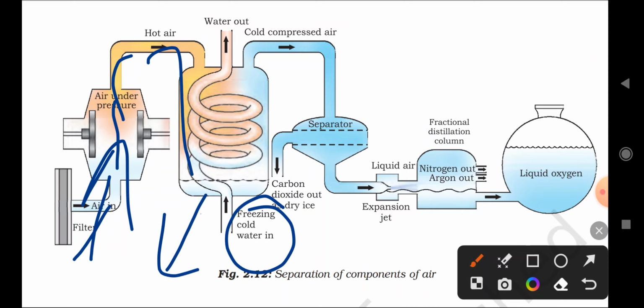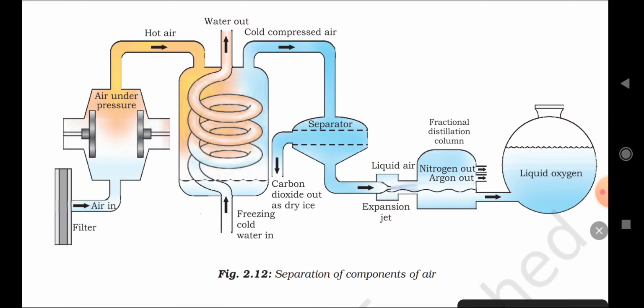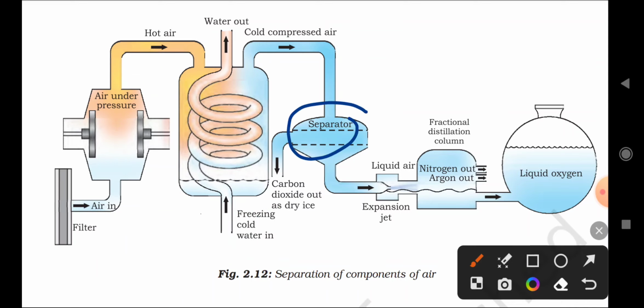And the cold compressed air will pass through this component, and it will pass through the water separator. First the air passes through the pressure region, after that the hot air passes through the cooler section. After that, the cooled compressed air is passed through the separator, right? In the separator, the carbon dioxide will come out as dry ice.